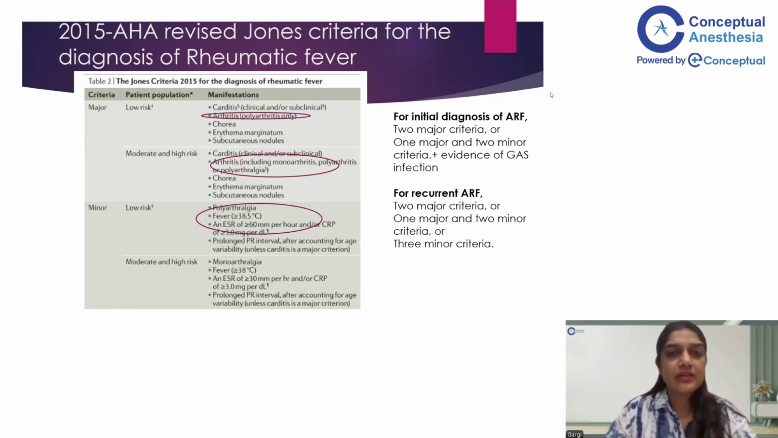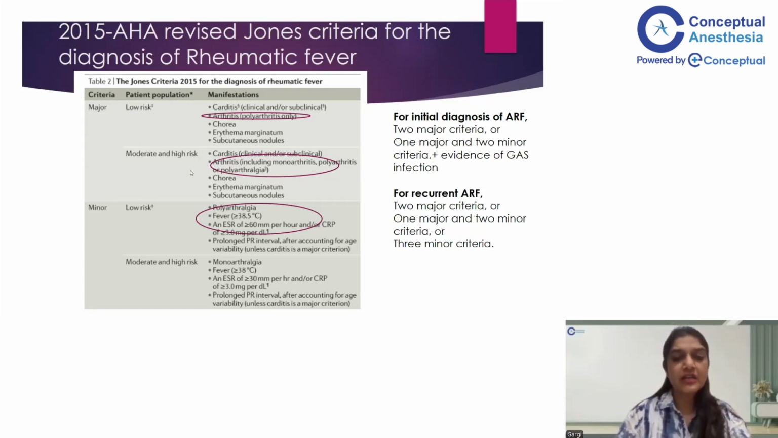So they put the major and the minor manifestations in these two different populations. The difference is that in the moderate to high risk population, they included monoarthritis or polyarthralgia as a major manifestation, unlike in low risk, where only polyarthritis was a component. But when you know that the patient belongs to a moderate to high risk population group, even a single joint inflammation will be considered a major manifestation of rheumatic fever.